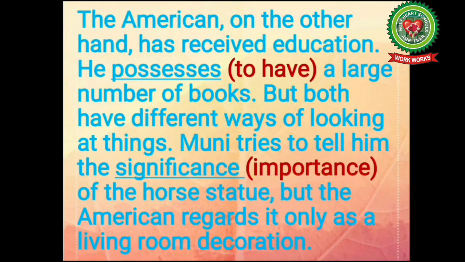The American, on the other hand, has had the benefits of an American education. He has a room full of books that he values as objects, but there is no evidence that he values what is inside them. On one level, he is familiar with the larger world around him in a way that Muni will never be. The uneducated Muni tries to tell him the significance of the horse statue, but the American sees it only as a living room decoration.